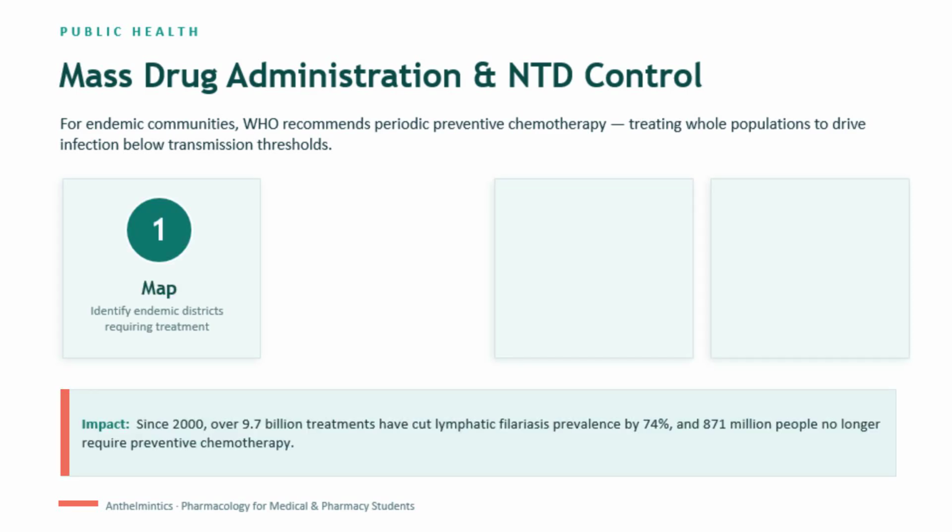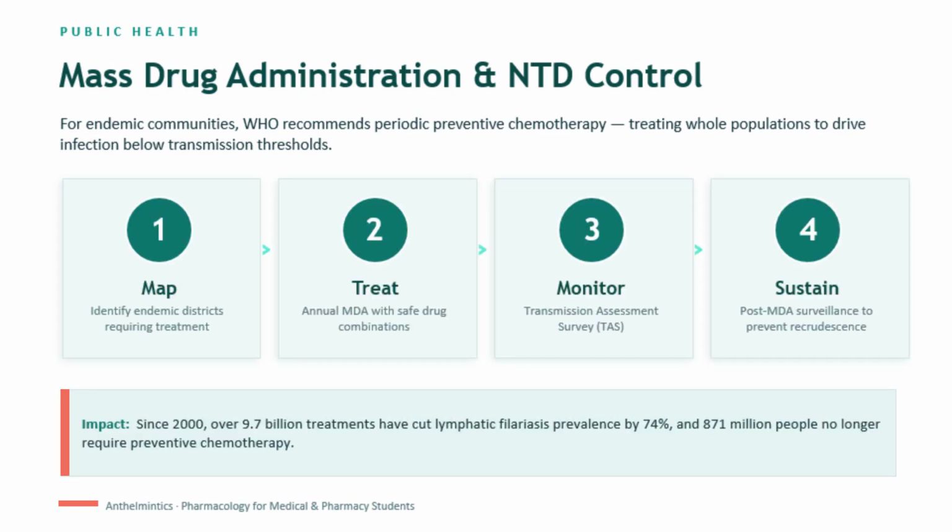Let's zoom out to public health. For endemic communities, the World Health Organization recommends periodic preventive chemotherapy, essentially treating whole populations to push infection below the threshold for transmission. Think of it as a 4-step cycle. First, we map the endemic districts. Second, we treat with annual mass drug administration using safe drug combinations.